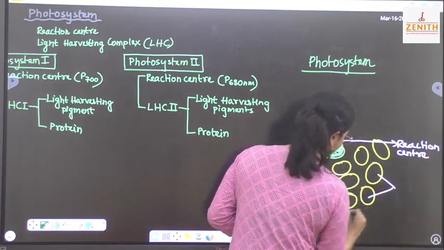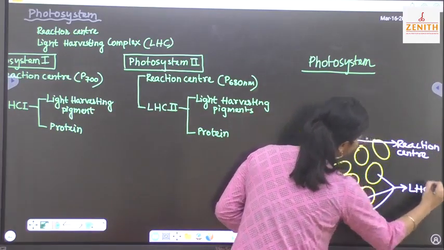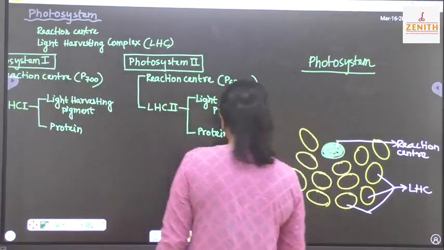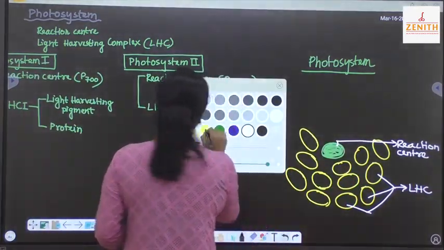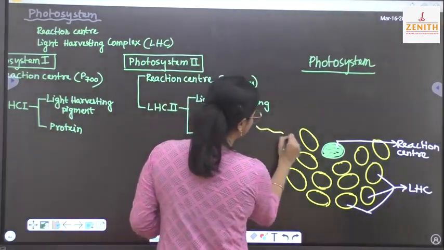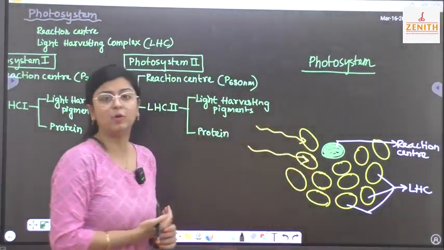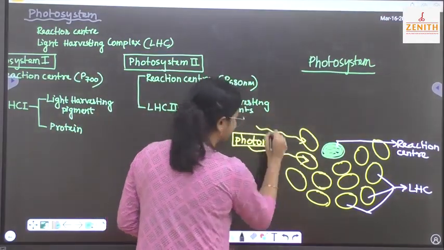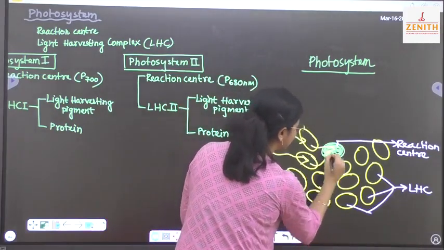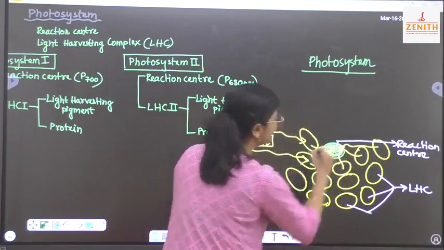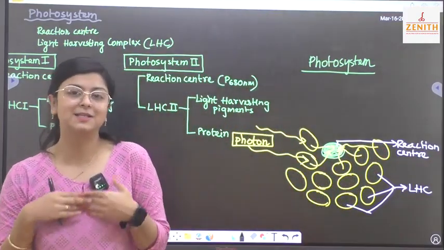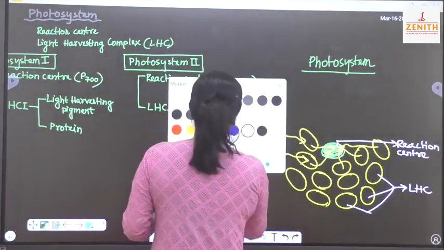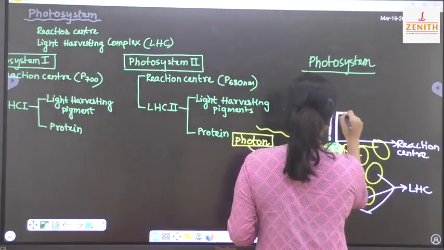And these molecules are actually the light harvesting complex. So we see that it is the photosystem, and we will see what the function of this light harvesting complex is. Light harvesting complexes are basically absorbing the sunlight in the form of photons, and they are transferring this energy to the reaction center. When the reaction center gets excited, it will release an electron. So as a result, we will see that this is getting excited.